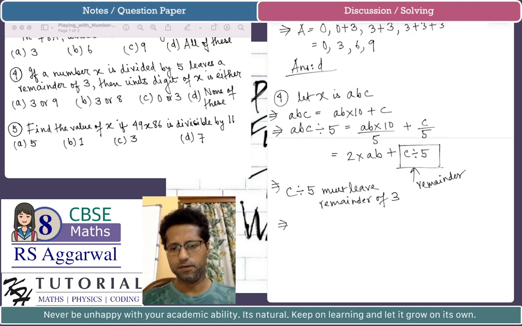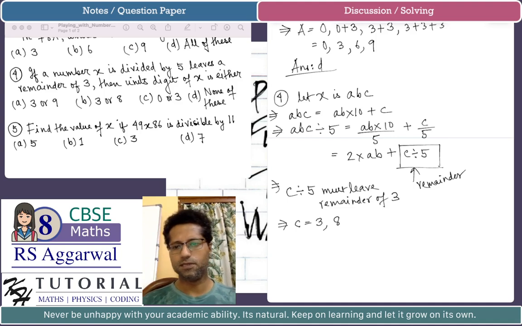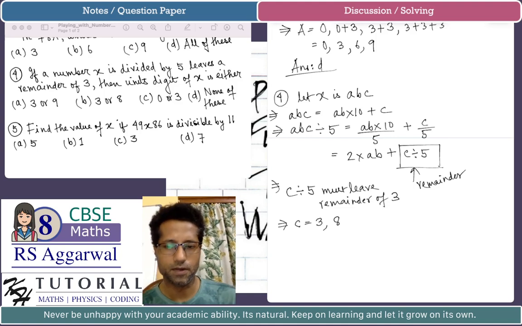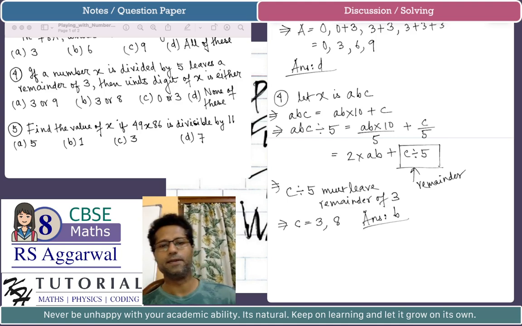The possible values of C can be 3, or 3 plus 5, that is 8. There are no other possibilities, because C is a digit and has values from 0 to 9. So these are the two possible values of C, the unit digit of the given number x, that will leave a remainder 3 when x is divided by 5. So the answer will be choice B, that is 3 or 8.